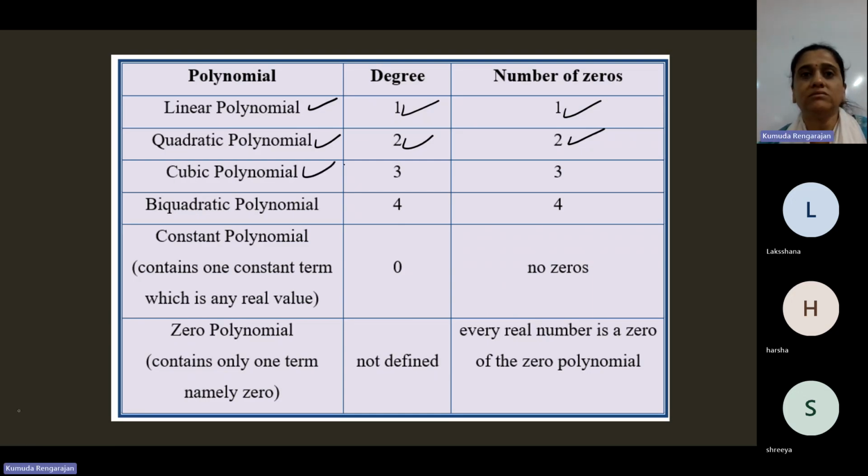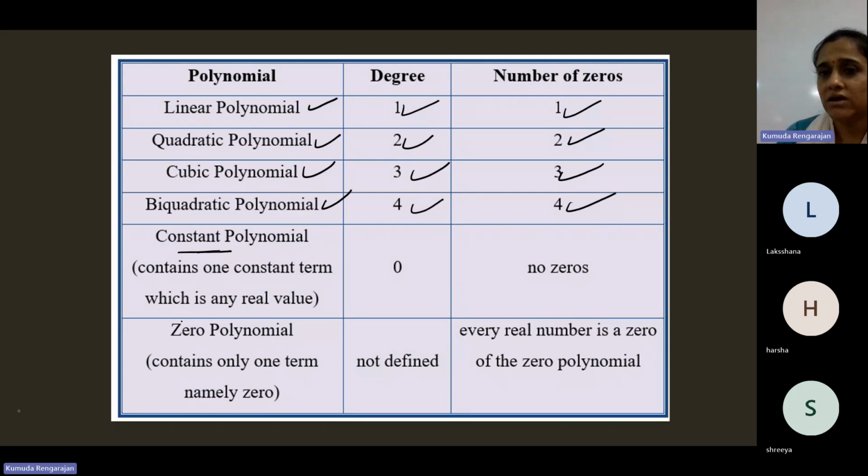Cubic polynomial means the degree is 3. Number of zeros, 3. Biquadratic polynomial, degree is 4. Number of zeros, 4. Constant polynomial. These are the different polynomials we understood, right? Linear, quadratic, cubic, and biquadratic. So linear is degree 1, quadratic is degree 2, cubic is degree 3, biquadratic is degree 4.